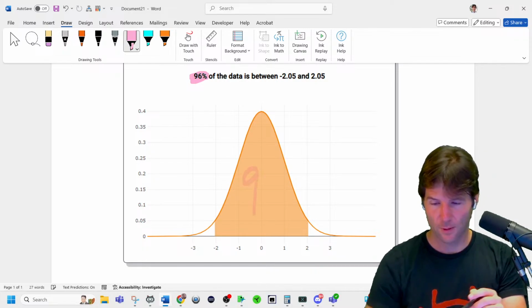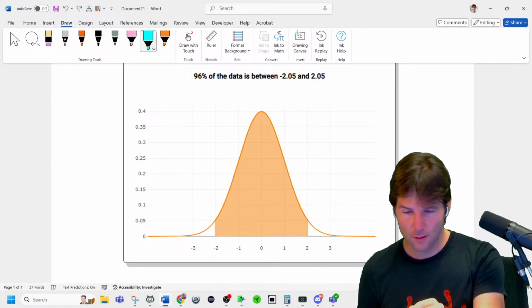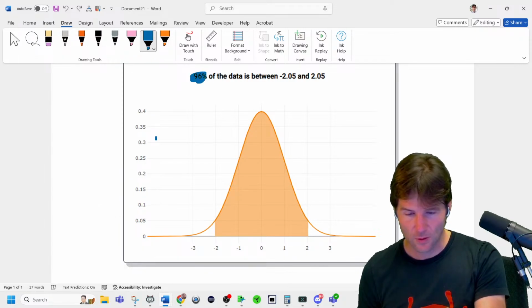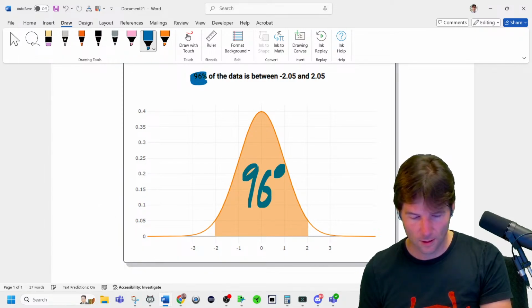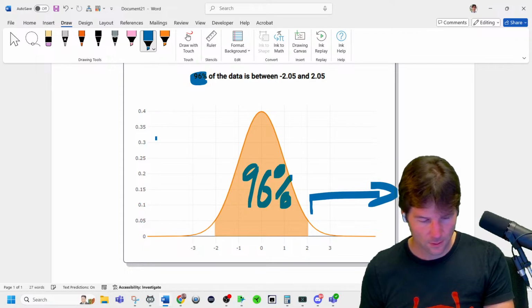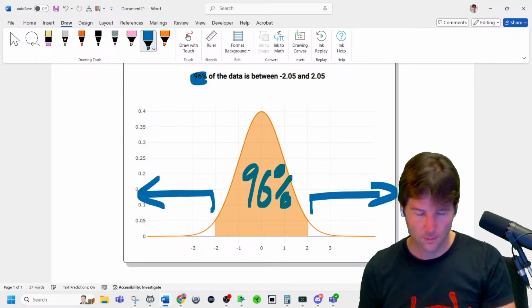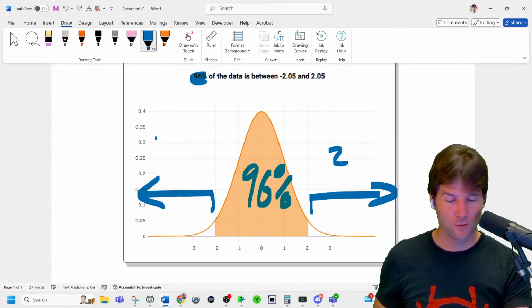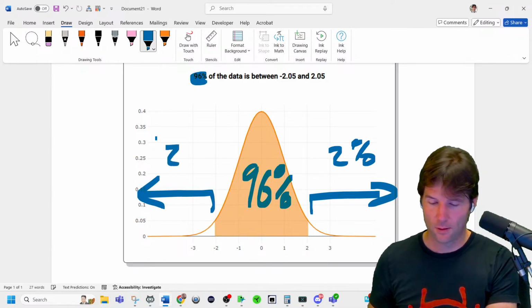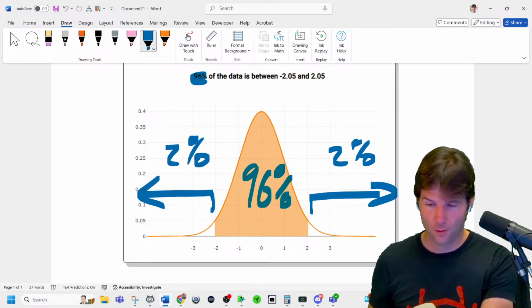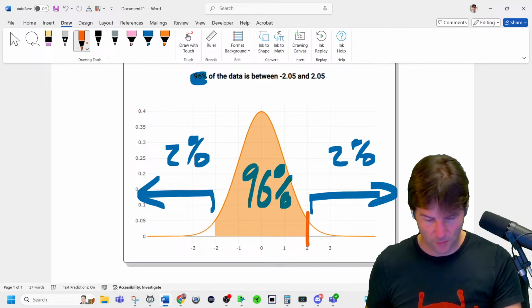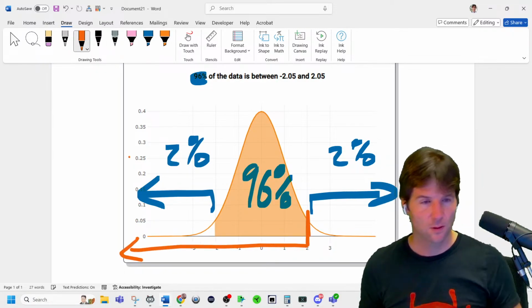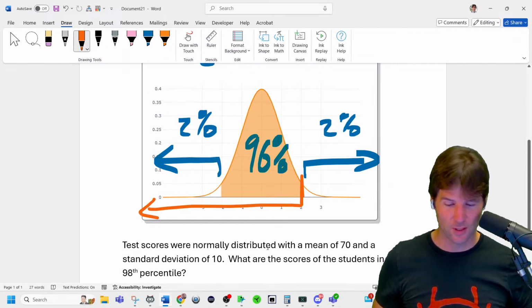96% of the data, which is true. So what else could I figure out from this? If this is 96%, then what could I know next? 2% on either side. Wait a minute. Remember, we're looking for the 98th percentile. What do you think about this point right here? Tell me about this point. Nice job, Parker.